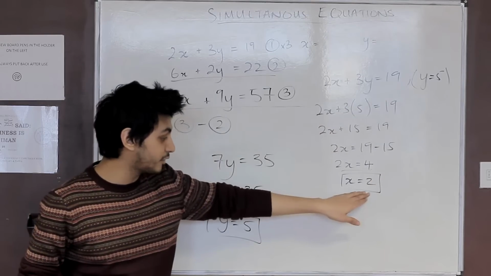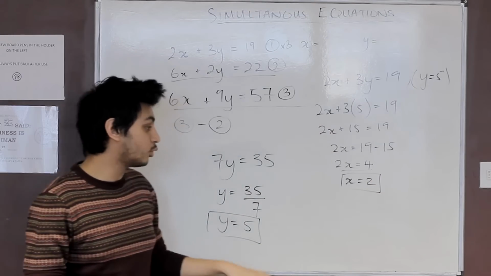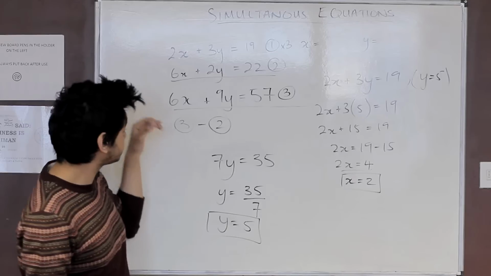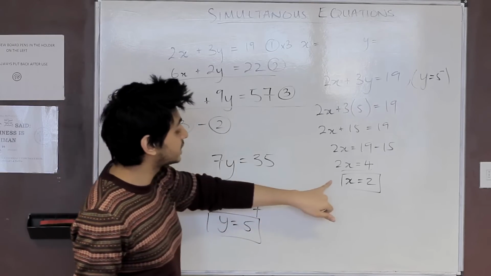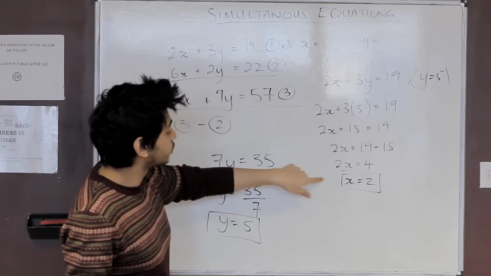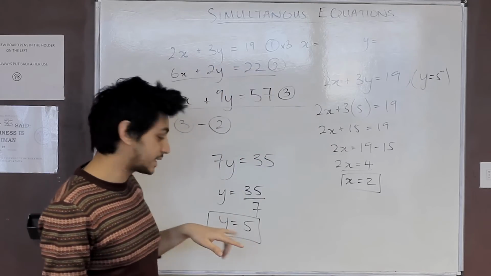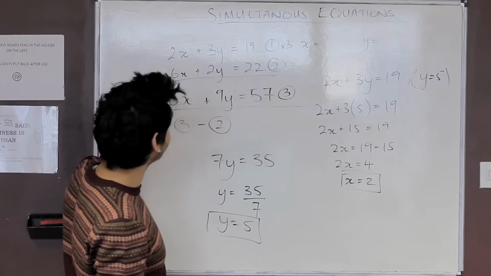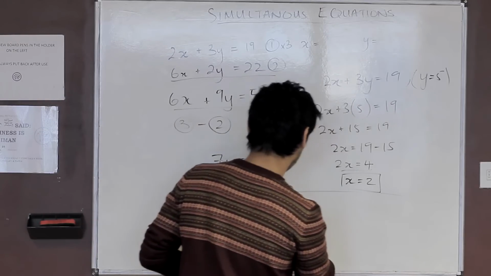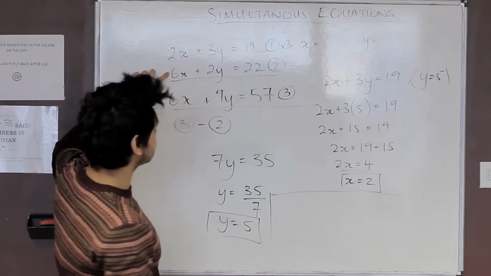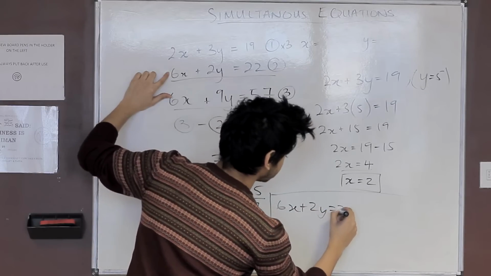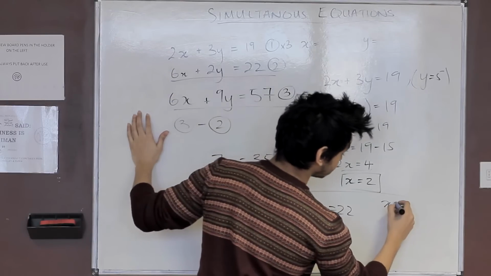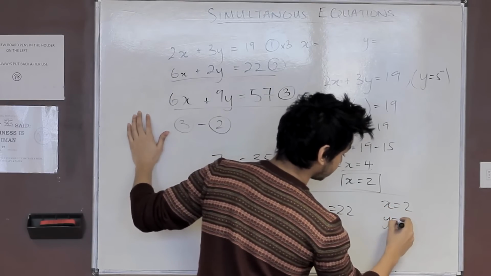Now we've worked out a value of x and a value of y. In order for this process to work, both these values need to satisfy both these equations. We already entered it into the first equation, so we know it satisfies that. So now we can test it by putting both these values into our final line. Our final line here was 6x plus 2y equals 22. We have x equals 2 and we have y equals 5.